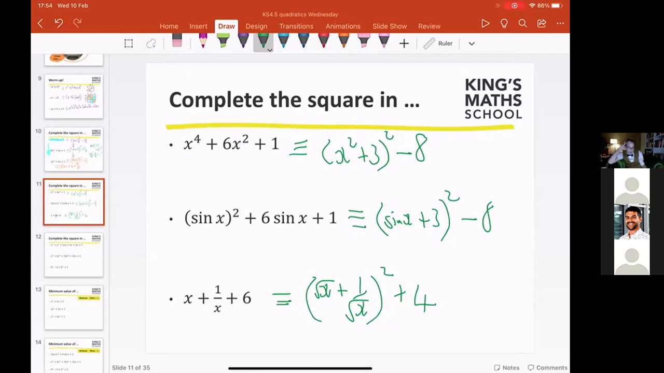And so we can see that, again, what's the same, what's different, what's the common theme? The common theme is we've got a square bracket, or bracket that has been squared, and then the adjustment is only a constant, it's only a pure number.